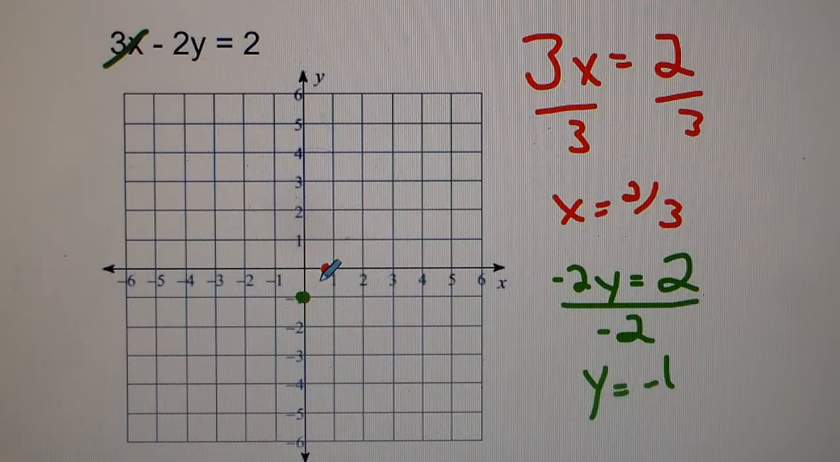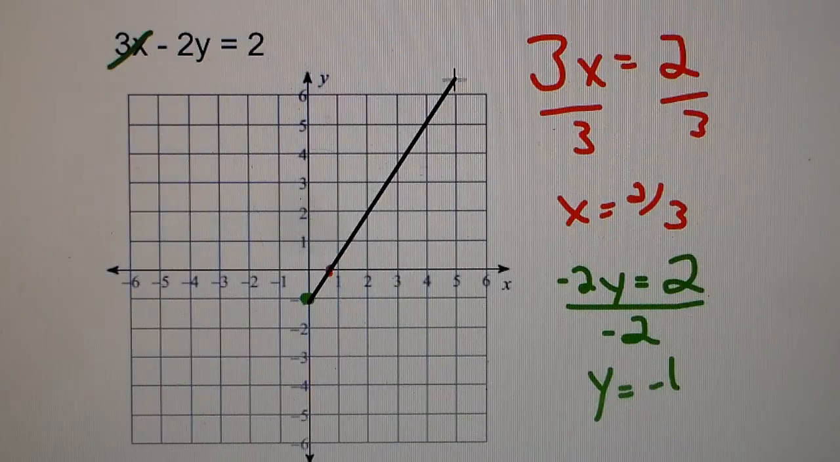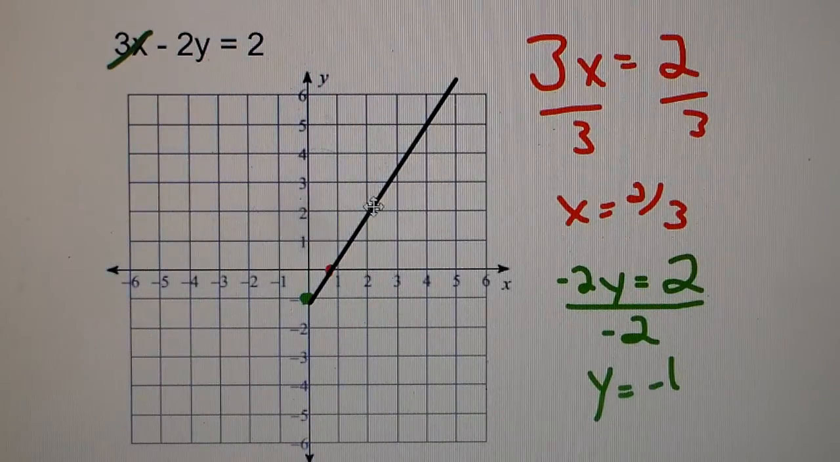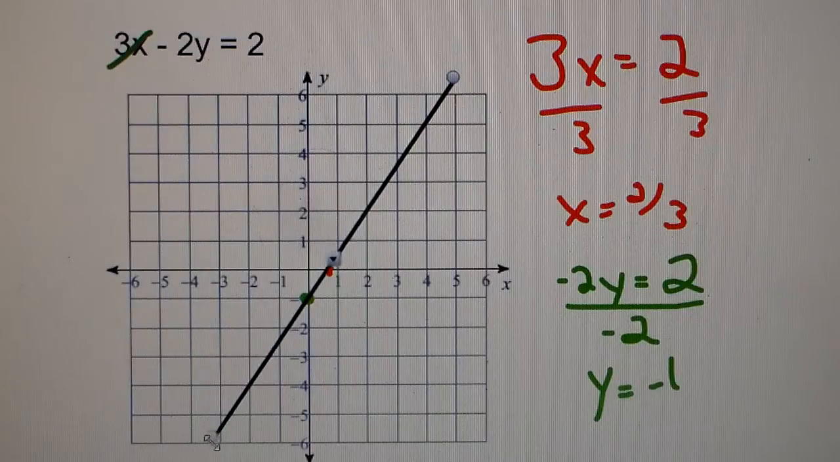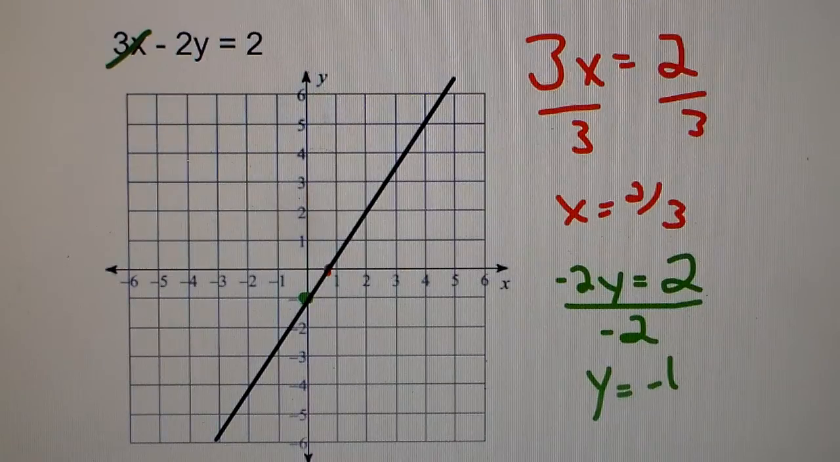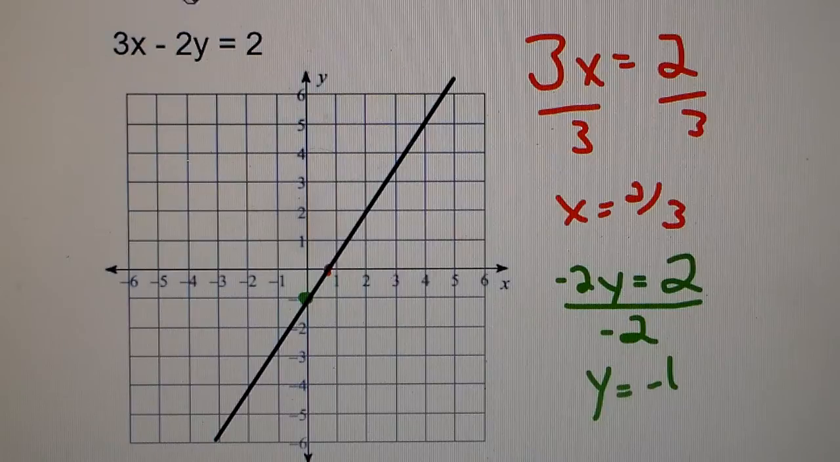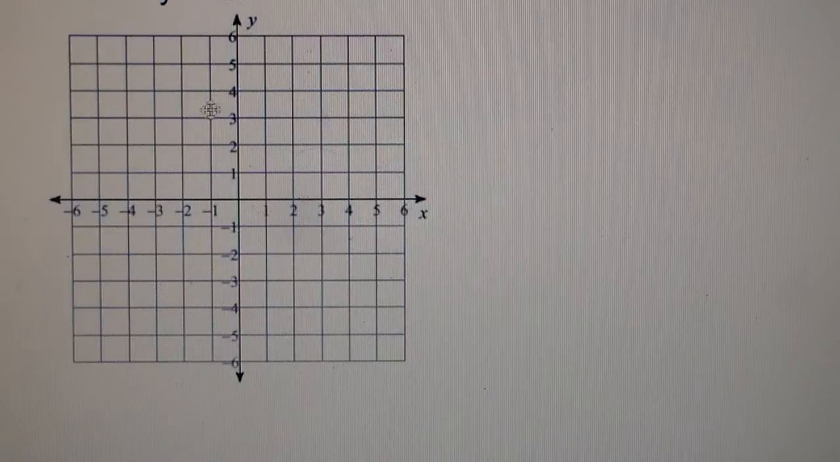Once those two coordinates are plotted, you then connect the two coordinates using a ruler or a straight edge, like you see here. And make a nice straight line. That line right there is 3x minus 2y equals 2. Let's do another.